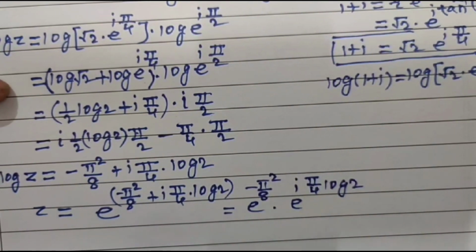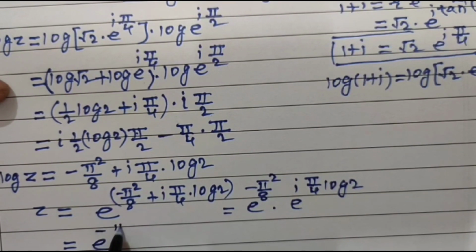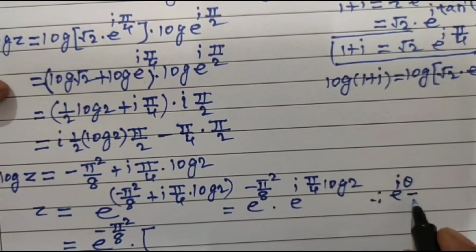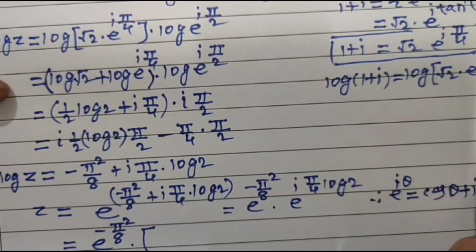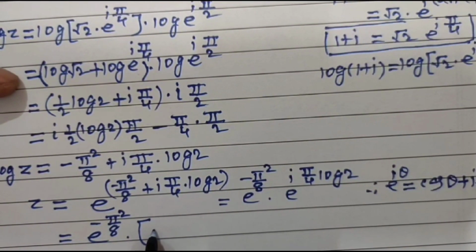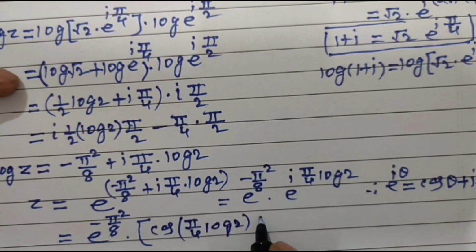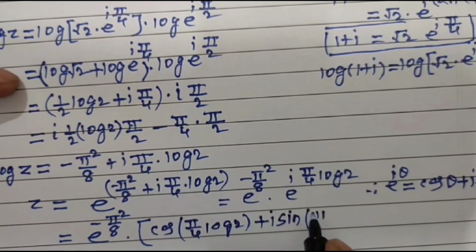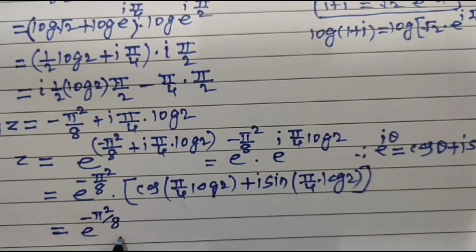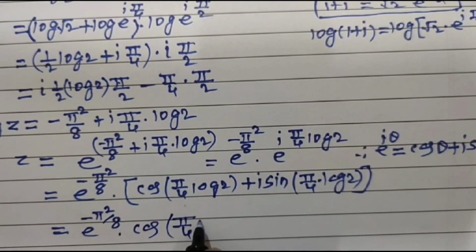Applying Euler's formula here, this can be written as e to the power minus pi square by 8 into, since you know e to the power i theta is equal to cos theta plus i sin theta, assuming theta is equal to pi by 4 into log 2. Then this is cos of pi by 4 into log 2 plus i into sin of pi by 4 into log 2. Now multiply this bracket by e to the power minus pi square by 8. So this is equal to e to the power minus pi square divided by 8 into cos of pi by 4 into log 2. This is the real part of z.